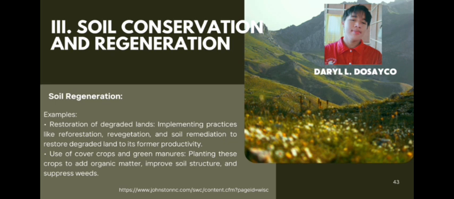First is restoration of degraded lands. This involves reforesting barren lands, planting vegetation, and applying soil remediation techniques to bring soil back to productive use. Second is the use of cover crops and green manures. These are crops planted primarily to improve soil quality rather than for harvest. They add organic matter, reduce weed growth, and enhance soil structure.